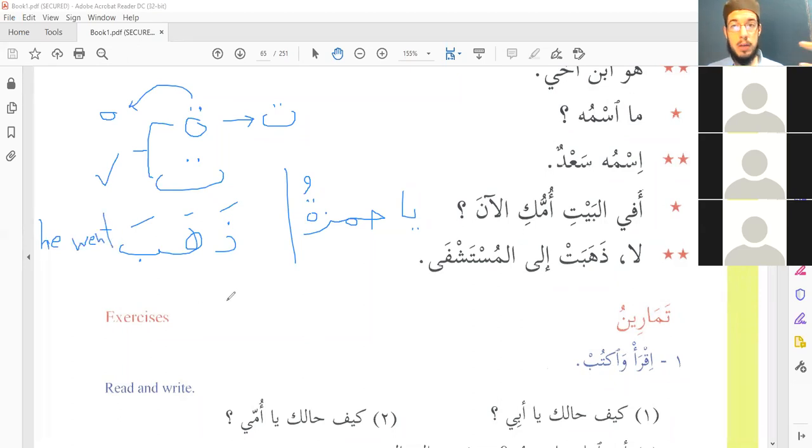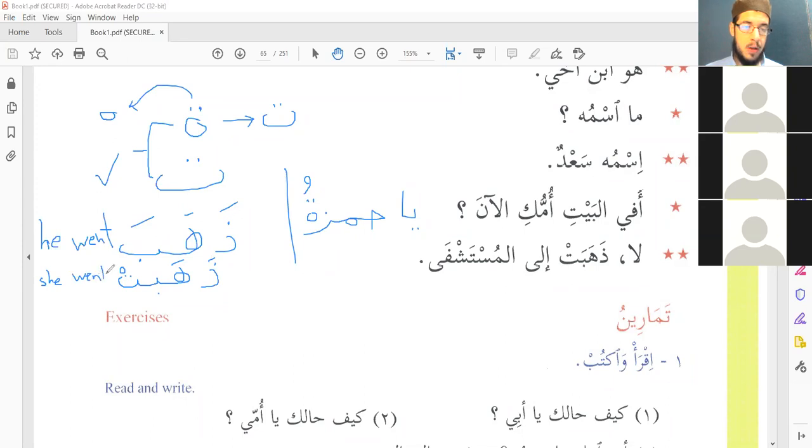Okay, and what we benefited from this dialogue was that now we have another conjugation pattern that we've learned. Dhahabat, slap a ta, excuse me, not a ta marbuta, a ta maftuha on the end of that, and it has a sukoon. And now it is she went. It is conjugated for the feminine singular third person past tense.